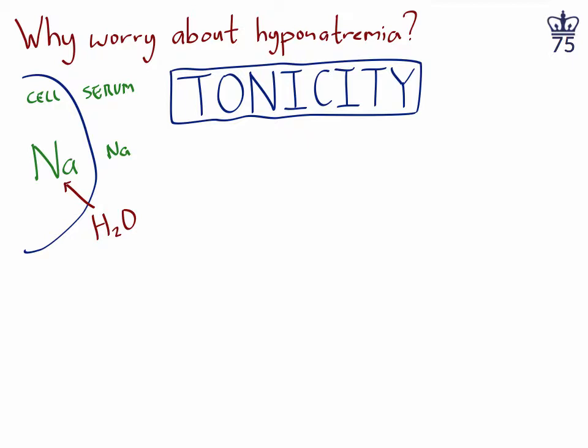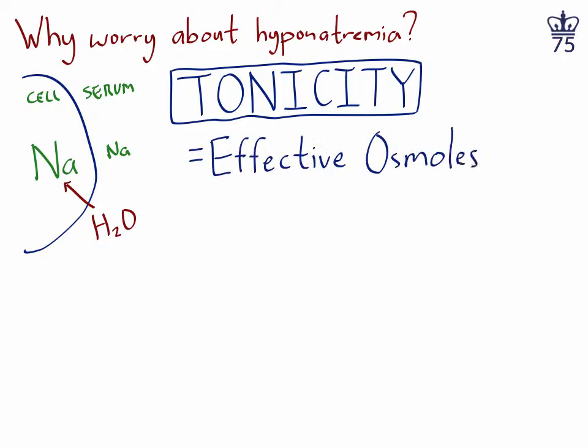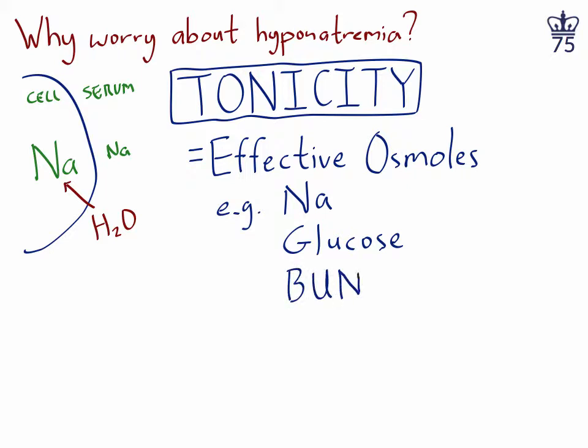So what is tonicity? Tonicity is a measure of effective osmoles. Effective osmoles are those solutes that cannot freely cross cell membranes, solutes such as sodium and glucose. These osmoles are called effective because they can form a driving osmotic pressure for water to move across cell membranes. Urea, by contrast, is not an effective osmole because it can cross cell membranes and therefore does not create a driving pressure for the movement of water. So we care about hyponatremia to the extent that it contributes to low tonicity.